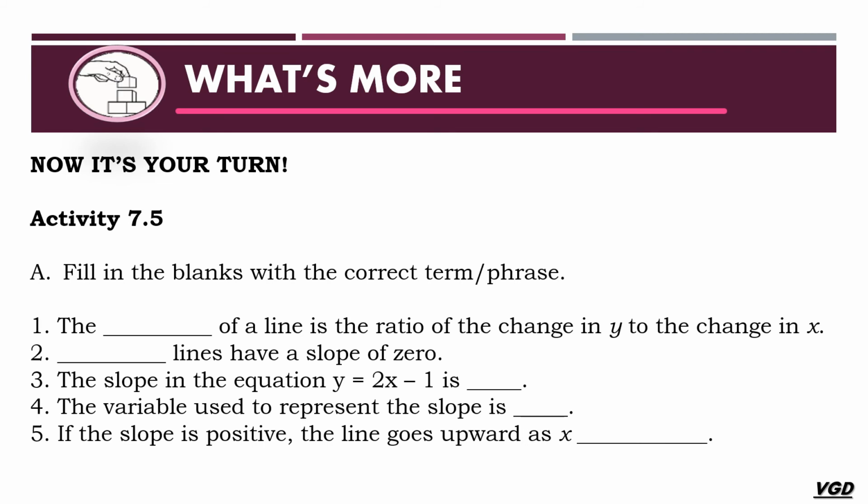Number 1. The blank of a line is the ratio of the change in y to the change in x. Number 2. Blank lines have a slope of 0. Number 3. The slope in the equation y equals 2x minus 1 is blank. Number 4. The variable used to represent the slope is blank. Number 5. If the slope is positive, the line goes upward as x is blank.